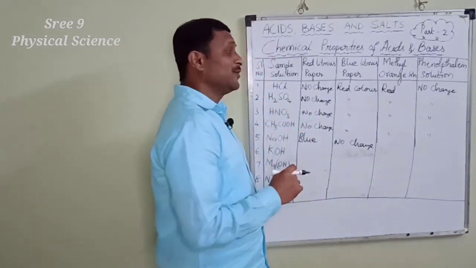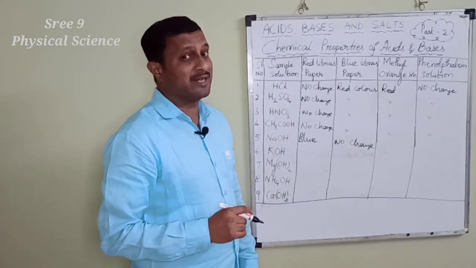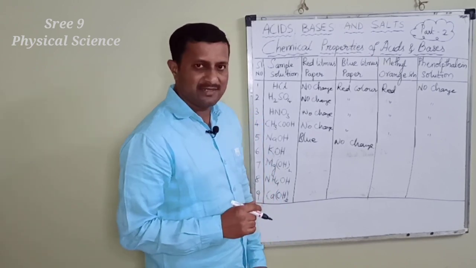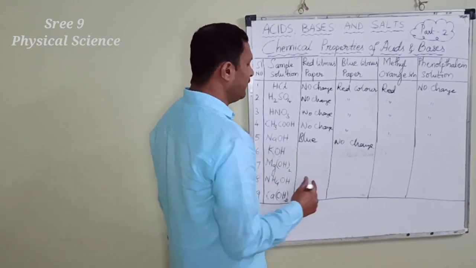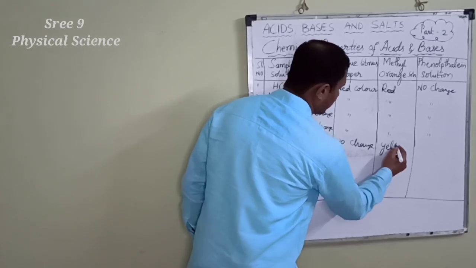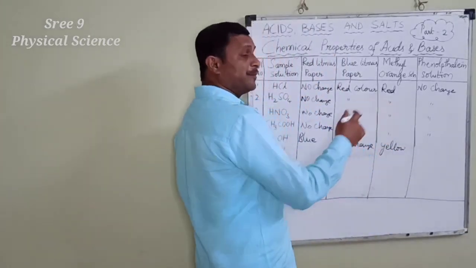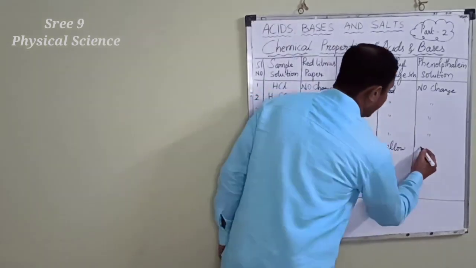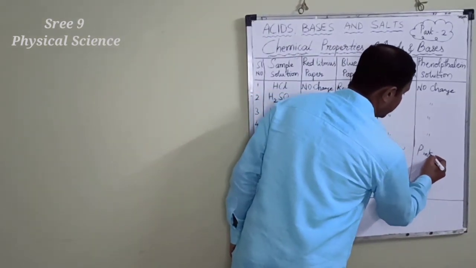What happens to methyl orange solution? Yes, what conclusion did we get in the first part? Bases change methyl orange solution to which color? Yellow color, right. Now phenolphthalein solution, what is the color? Pink color, right?